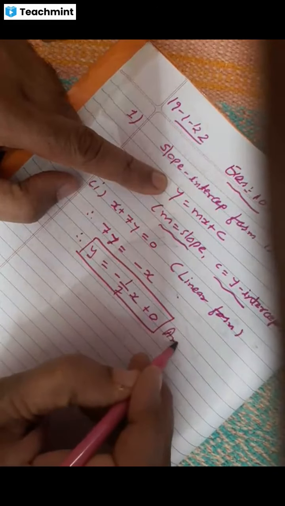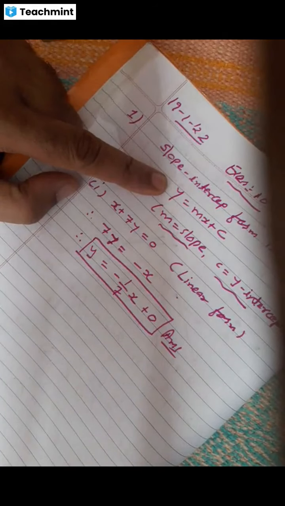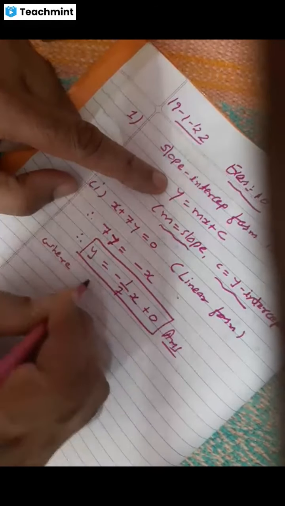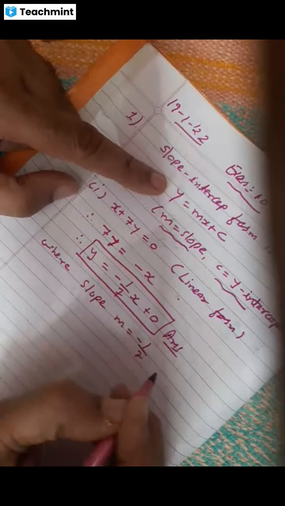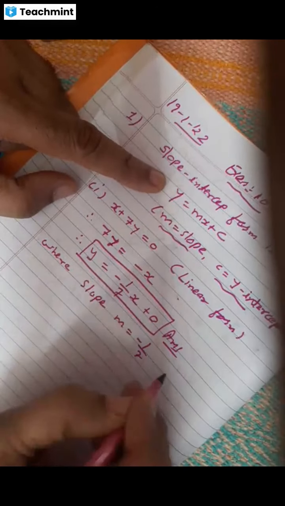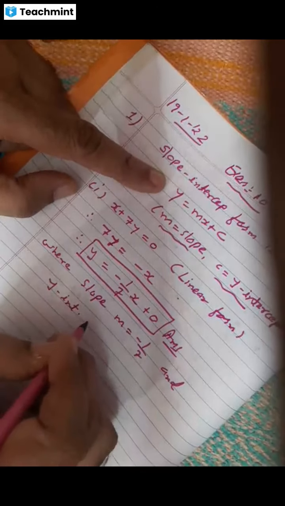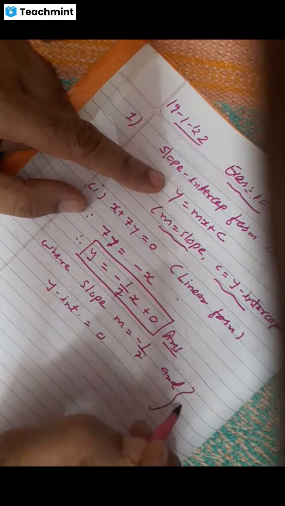This is the answer. Okay, but they have also asked a question. They have asked to find their slopes and the y-intercept. So here, what is the slope? You can say that the slope is minus 1 upon 7, from mx plus c, and the y-intercept. Okay, y-intercept is 0 plus c. So this is our final answer. This is also the answer they are asking for.